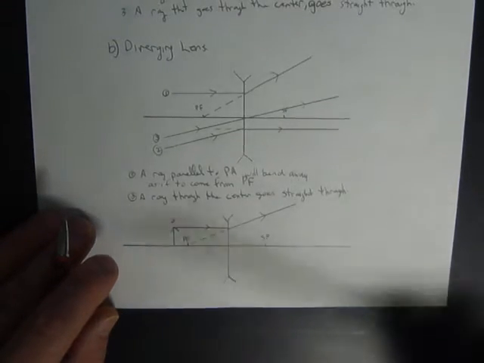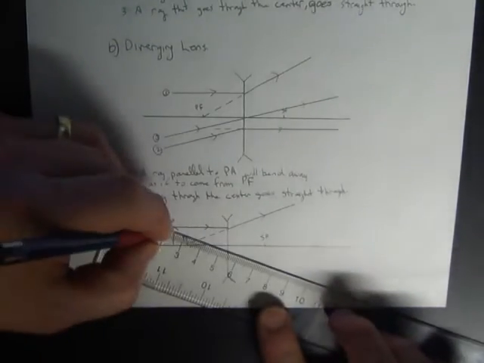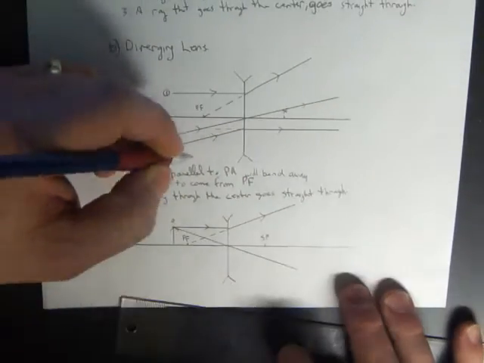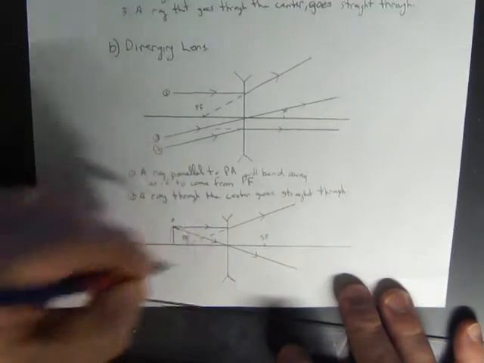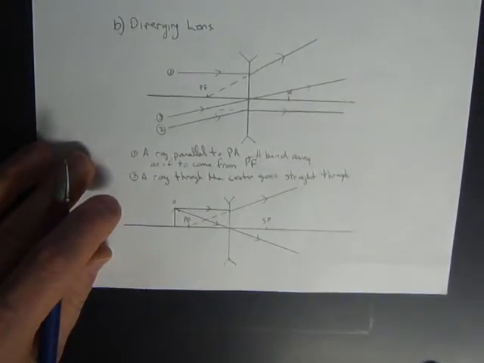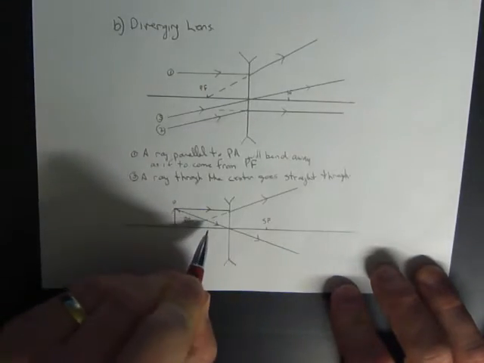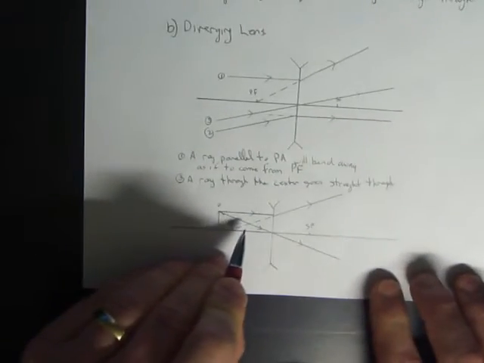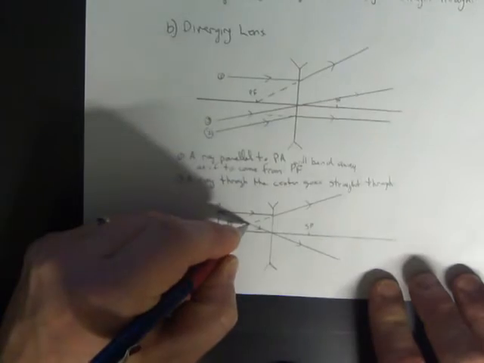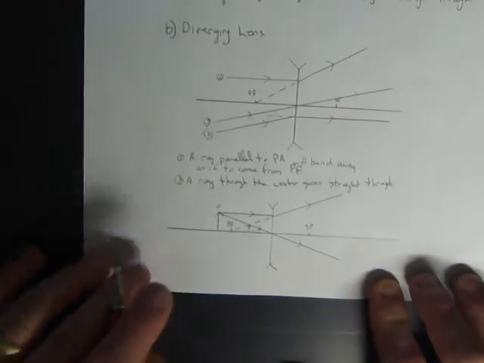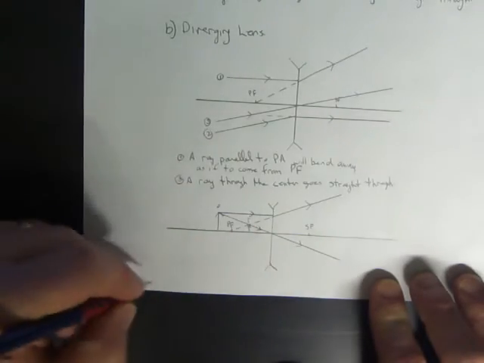Rule number 3, a ray that goes straight through the middle goes straight through, and right there is where they meet. There's the little arrowhead. There's the little arrow. There's the image.